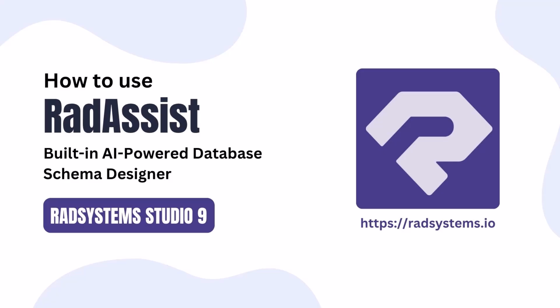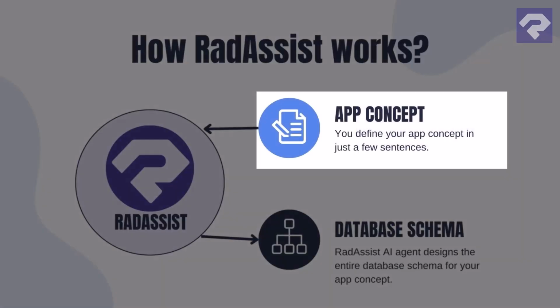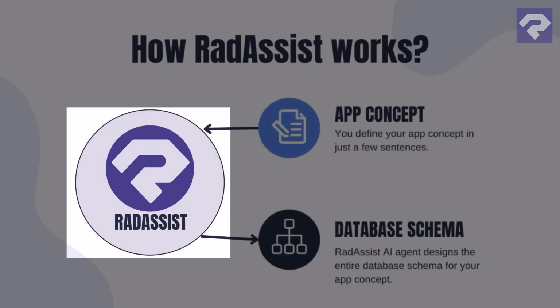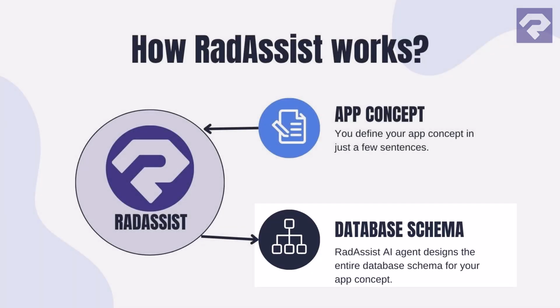In today's video, we're going to take a look at RadAssist, our built-in AI agent that helps you design a complete database schema in just a few simple steps. All you need to do is describe your application idea in 3 or 4 simple lines, and RadAssist automatically generates the tables and fields you need. And the best part, you can review or modify anything before moving forward.